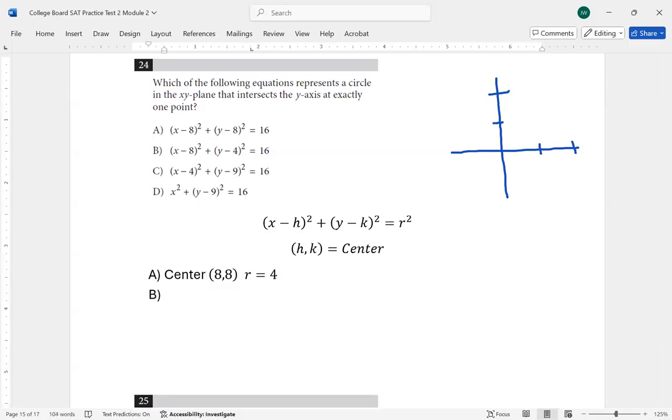B, well, B is going to have a center at the point 8, 4.